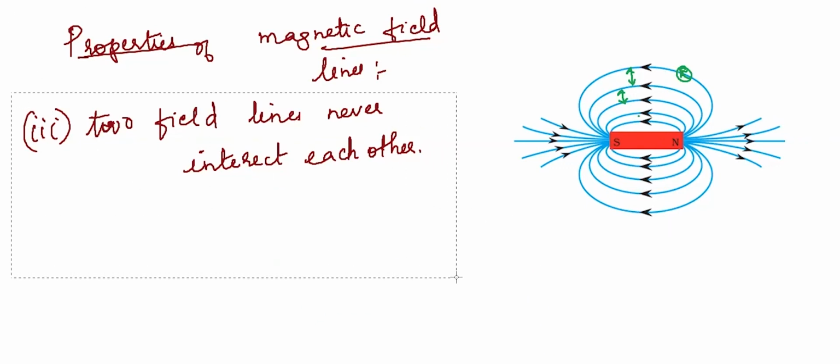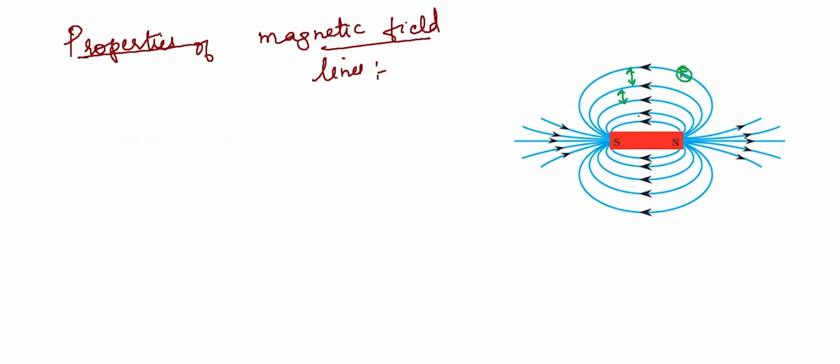Again, if the magnetic field lines are placed at uniform distance between them, it implies a uniform field. Uniform field means the value of the magnetic field is the same in that region. For example, if we have parallel lines with the same distance between them, then we can say the field is a uniform magnetic field.